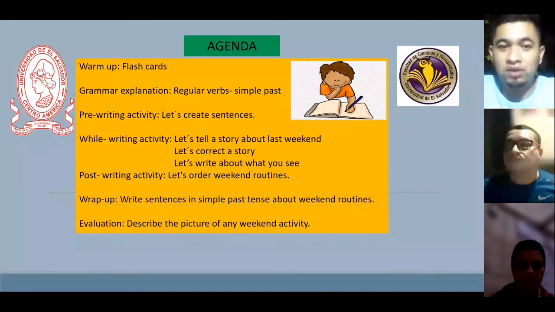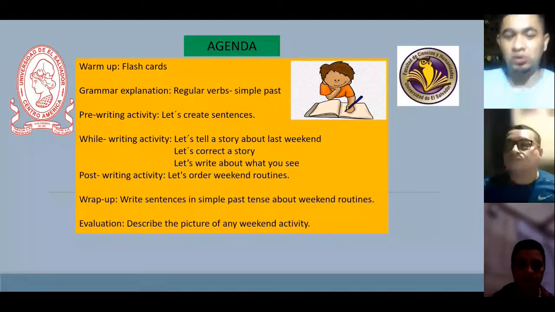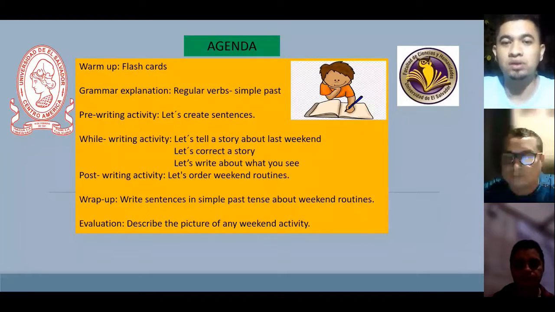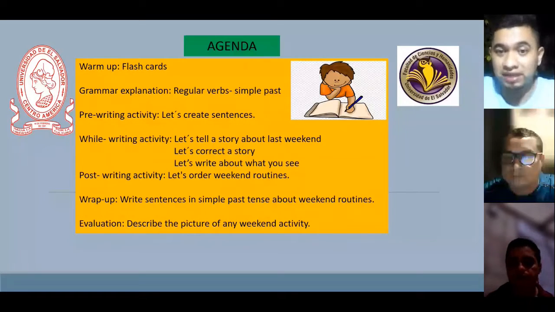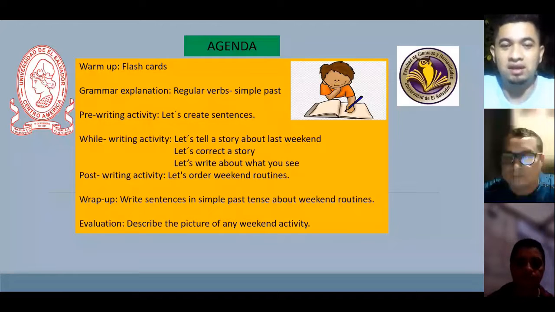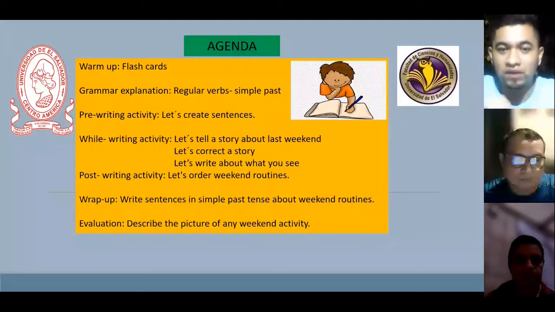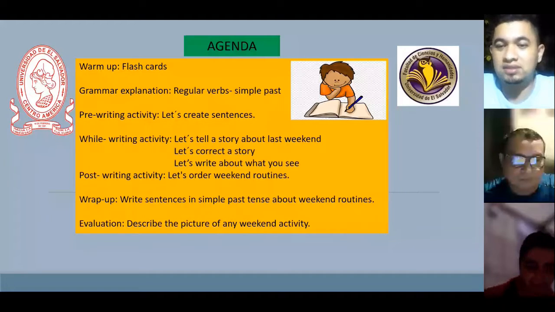And the third one, we are going to write about what you see. In the post-writing activity stage, we are going to order weekend routines. In a wrap-up, we are going to write sentences in simple past tense about weekend routines. And in our final evaluation, we are going to describe the picture of any weekend activity. Okay, guys, so let's get started then. And the first stage is the warm-up stage.